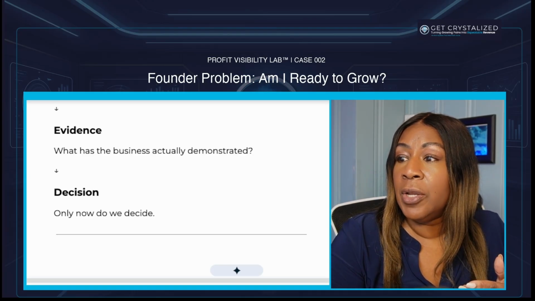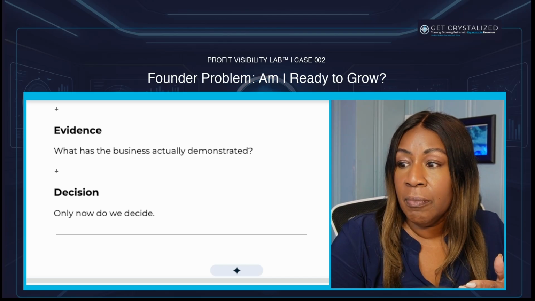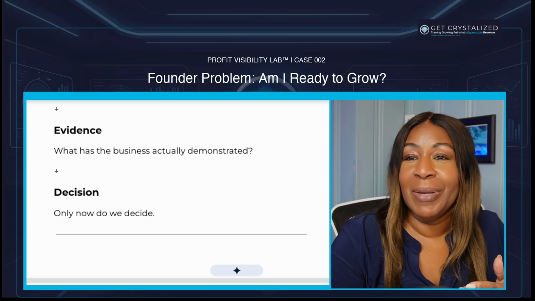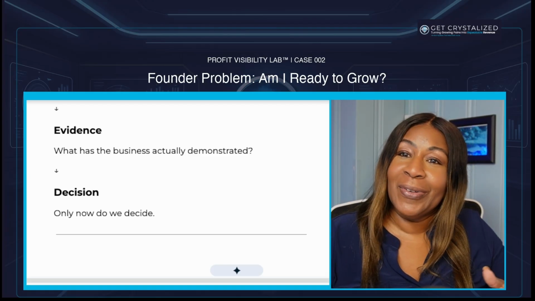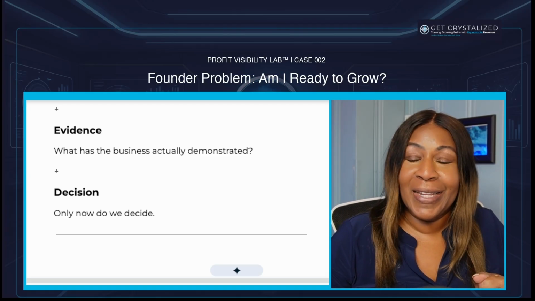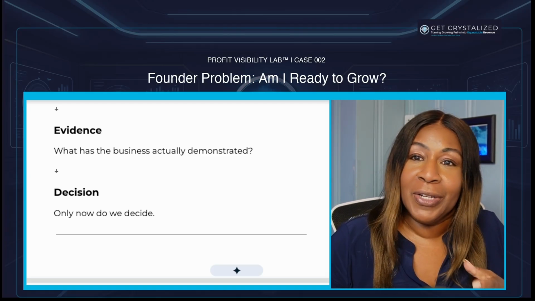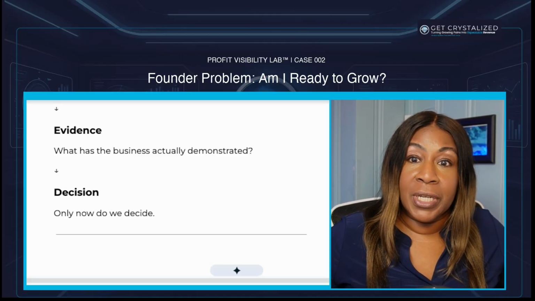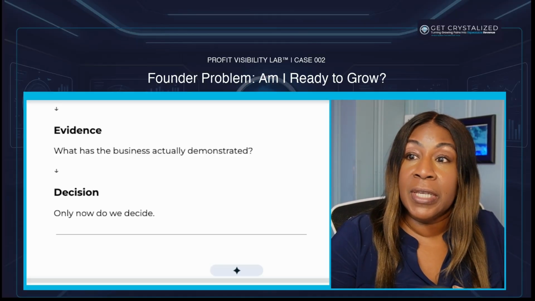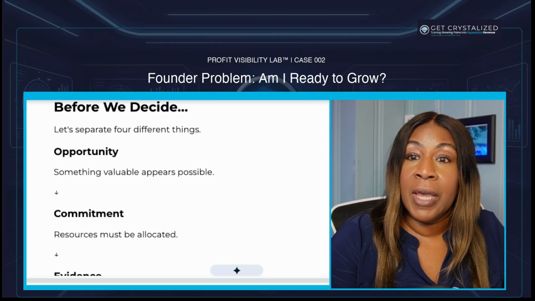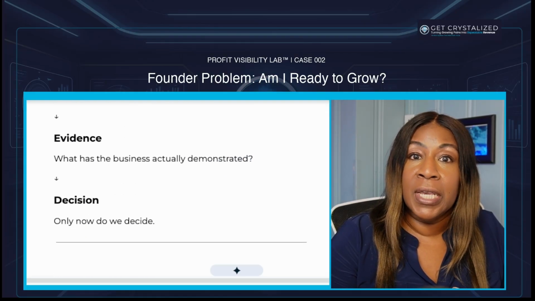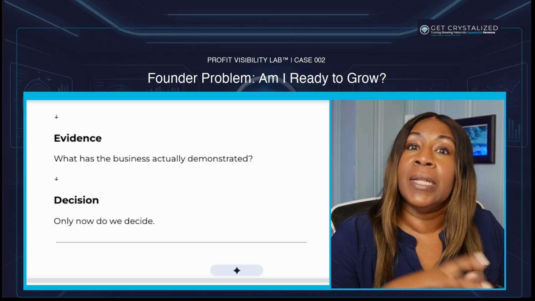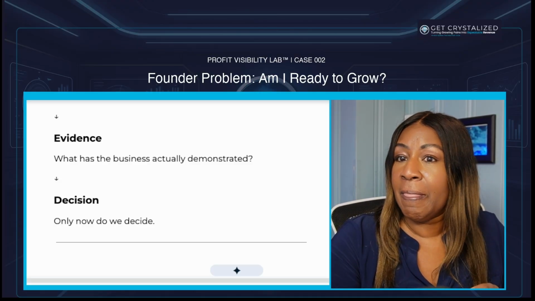What I notice is that as founders, when a big opportunity comes up, we go, yeehaw, we got a new client coming on board, let's figure out how to do it. But really, what that does is the emotion collapses all of these aspects we're looking at, the opportunity, the commitment, the evidence, into one big "how can we do it?" Not "let's consider it."